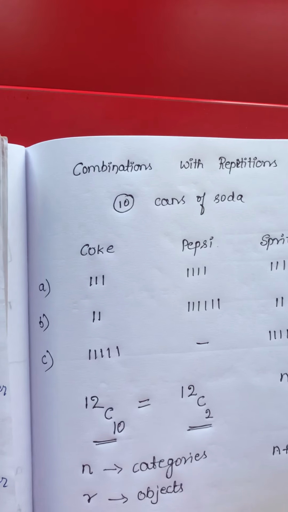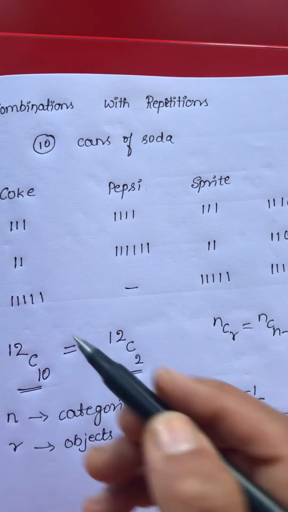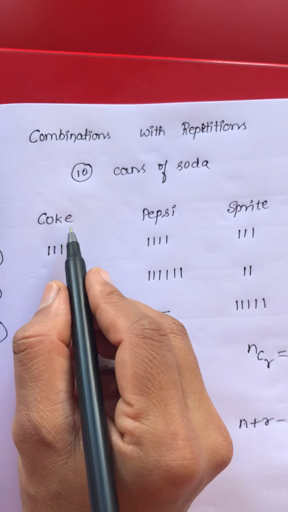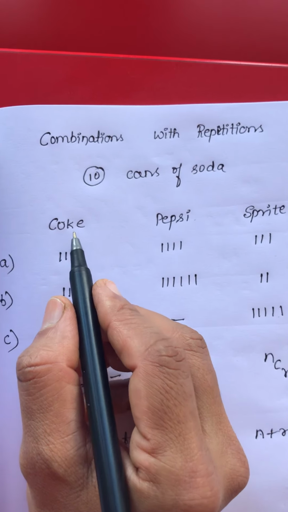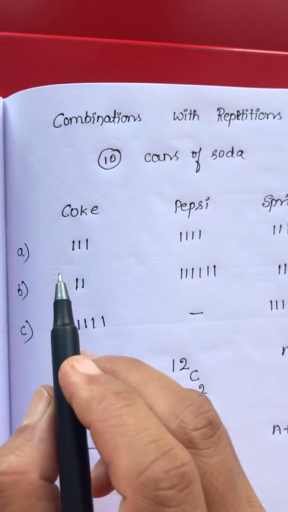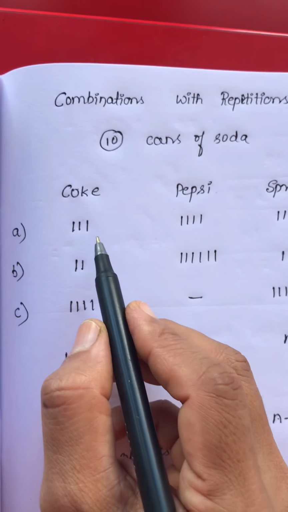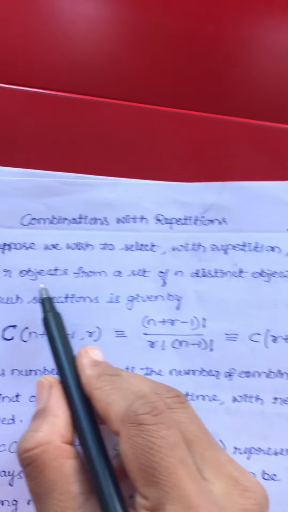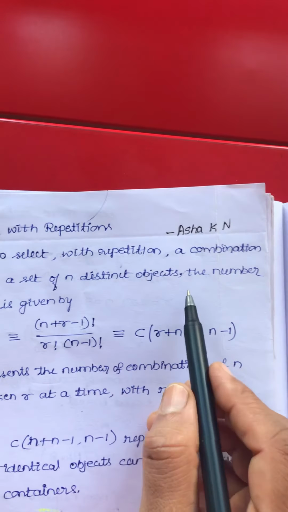These are categories. Okay, I want r objects. I won't say whether, out of 100 Cokes, I select the first bottle or the 7th one or the 100th one. That does not matter for me. Totally it matters how many Cokes I am selecting, right? So, r objects from a set of n distinct objects.